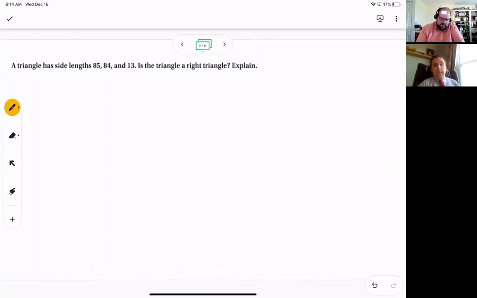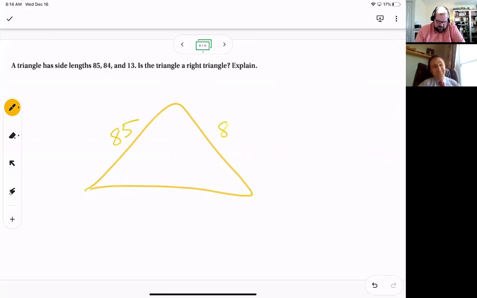All right. So now we have some kind of unknown triangle with side lengths. Okay, there's my triangle. We've got 85, 84, and 13. I knew you were going to do that. You're the worst. And trying to figure this out relies on one really important idea. If we have a triangle and it happens to be a right triangle, the hypotenuse has to be the longest side.